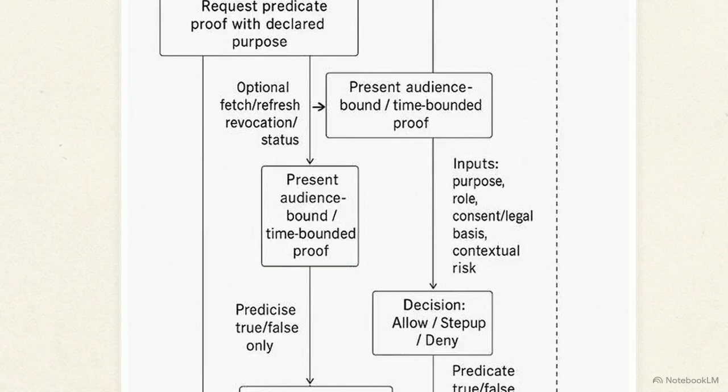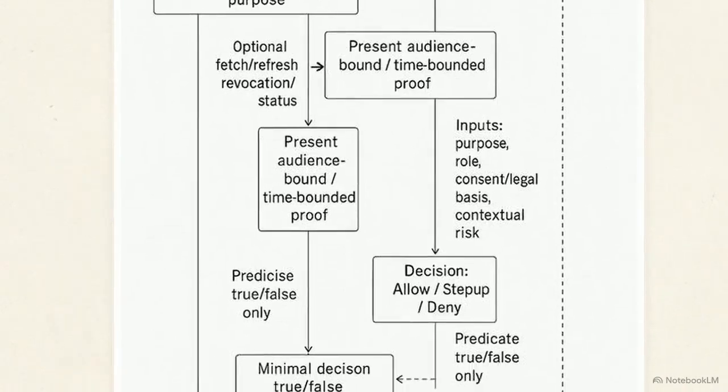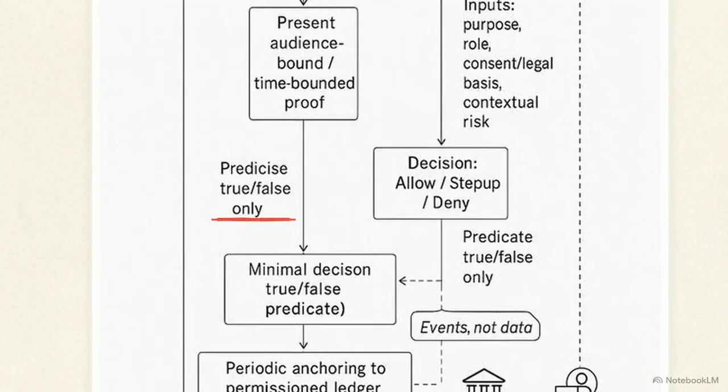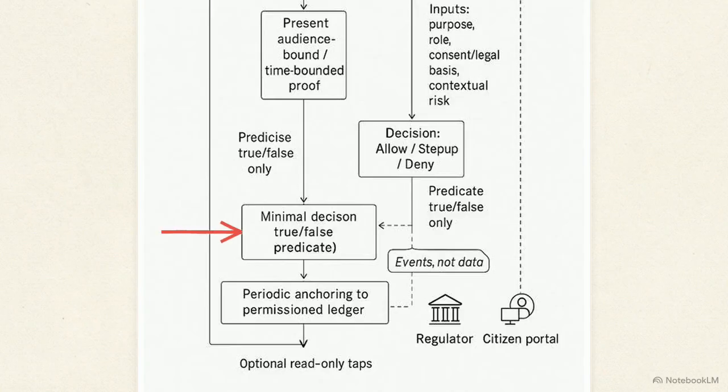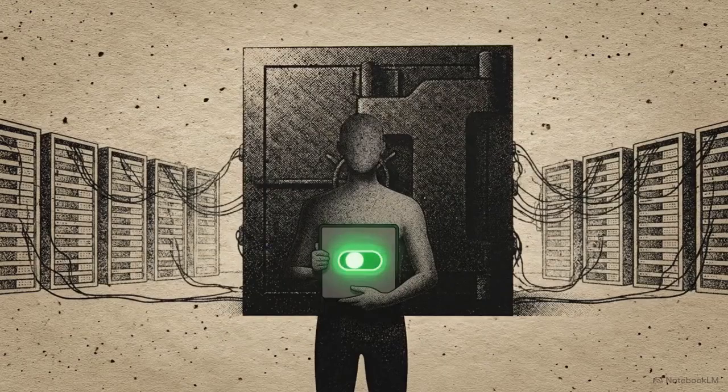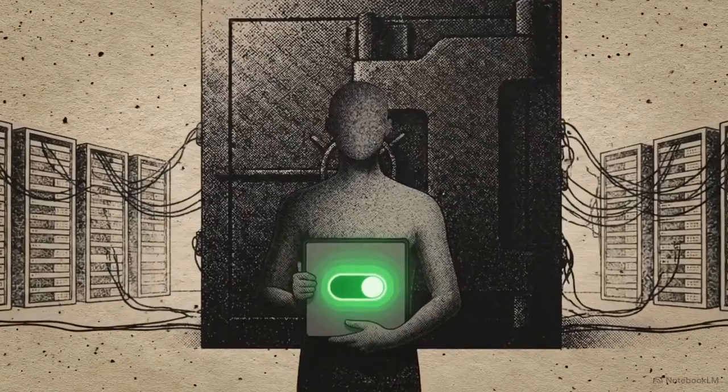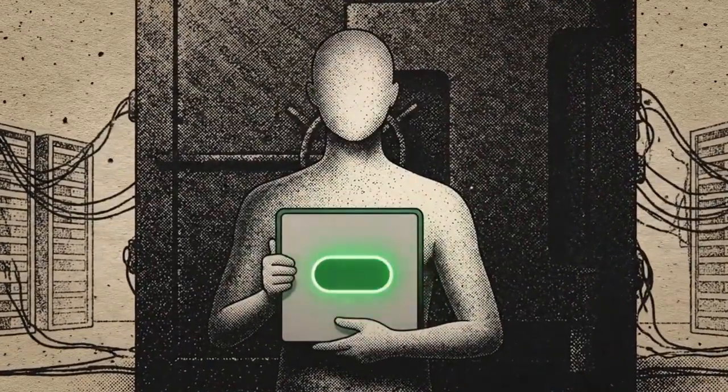This allows a system to mathematically verify a claim, like your age or residency, without the verifier ever seeing the underlying data itself. For example, a resident can prove they are over 18 or that they live in a specific municipality without revealing their birth date, their full name, or their street address to a frontline clerk. As the flowchart shows, the verifier only receives a cryptographic yes or no. Because it only processes events, not the data itself, there is no surplus information for a hacker to steal. By removing the central repository, zero-knowledge architecture eliminates the single point of failure that enables mass data breaches.